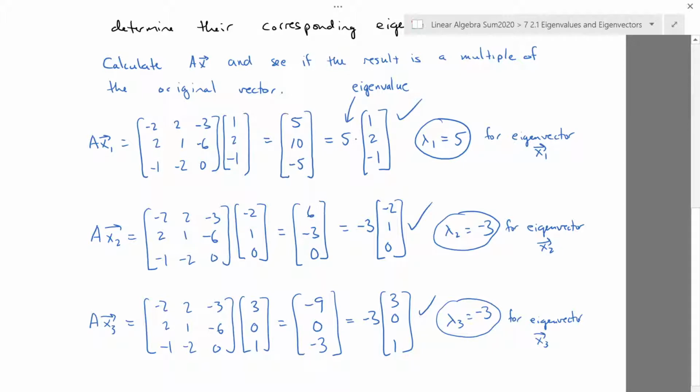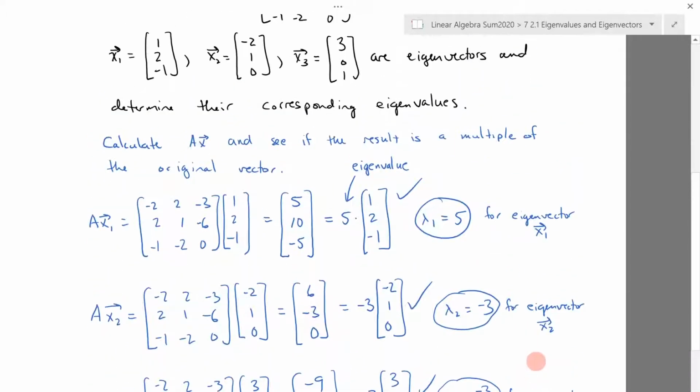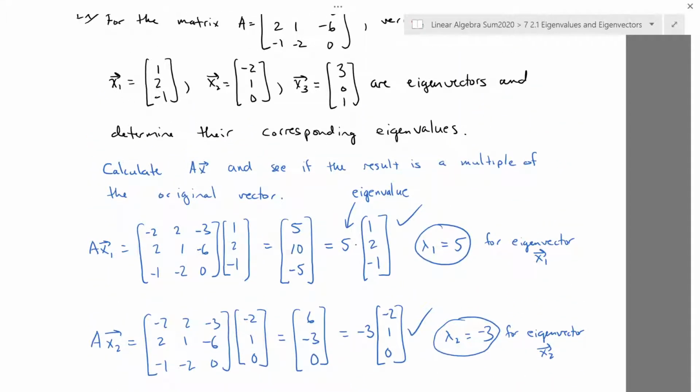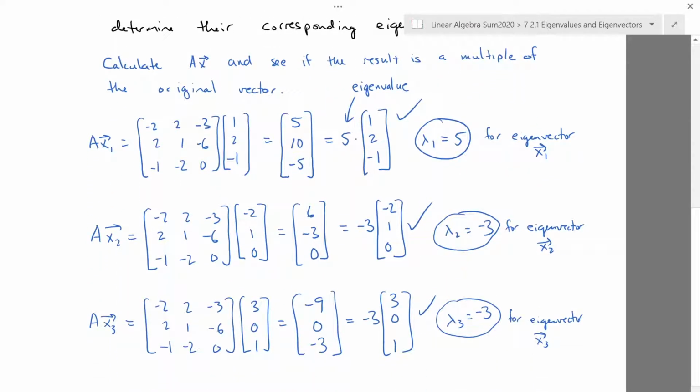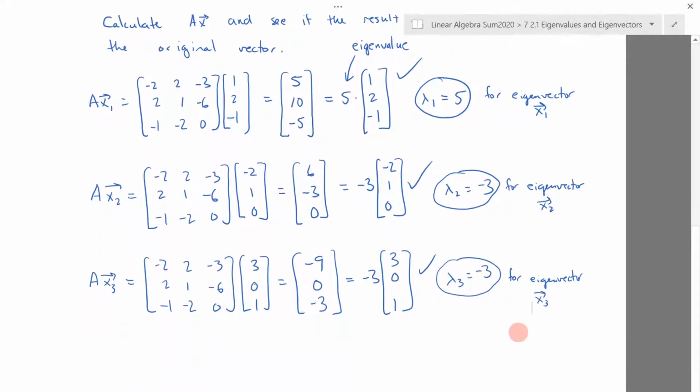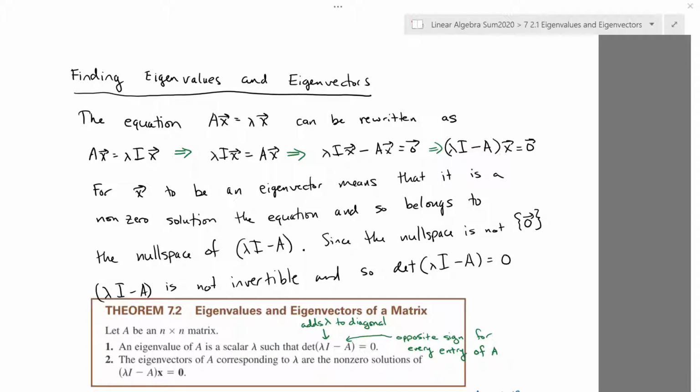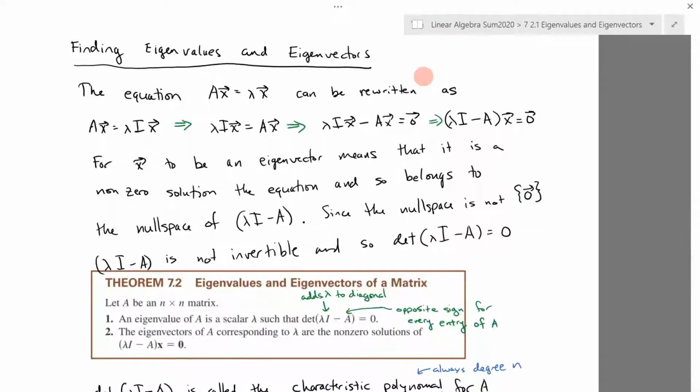Okay, so we've determined that each of these three vectors are eigenvectors, and we've calculated their associated eigenvalues. Okay, so let's discuss how to find eigenvalues and eigenvectors for a matrix A.